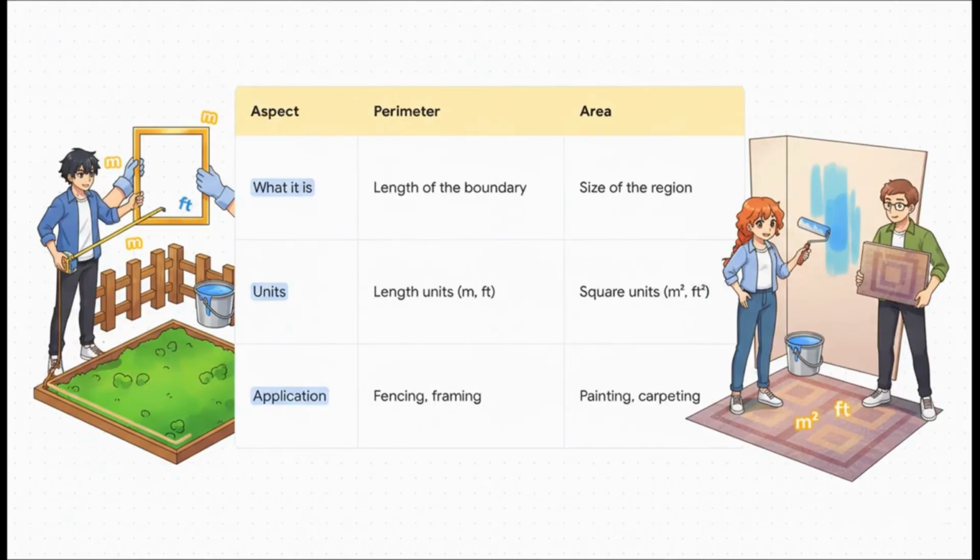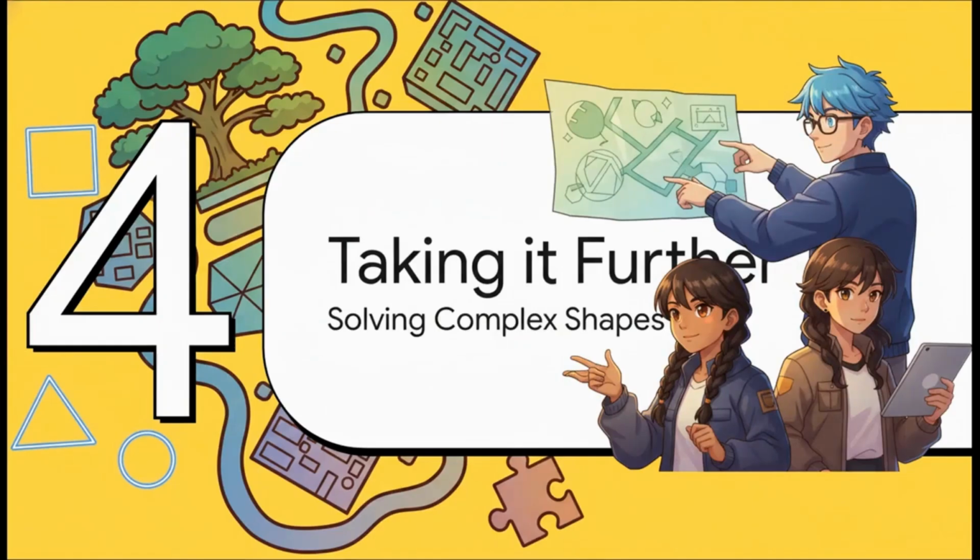And this table just lays it all out so clearly. You can see how perimeter is all about the boundary, the edge, and it's measured in simple length units like feet or meters. Meanwhile, area is about the region inside, the space it takes up, and it requires those square units. The real-world examples really hit it home, right? Fencing a yard versus painting a wall. Totally different jobs.